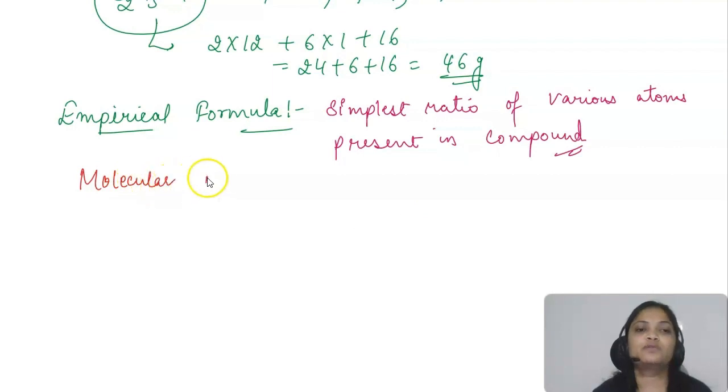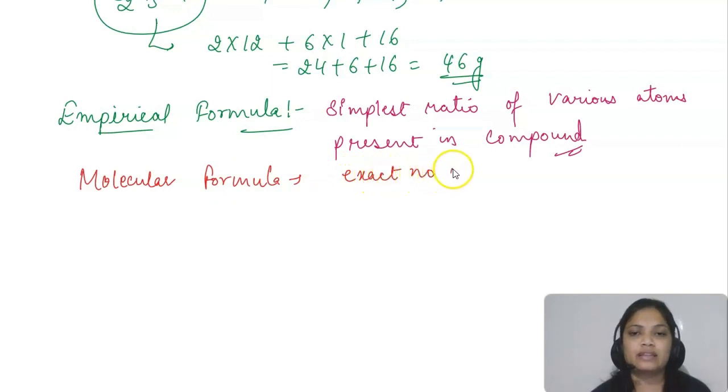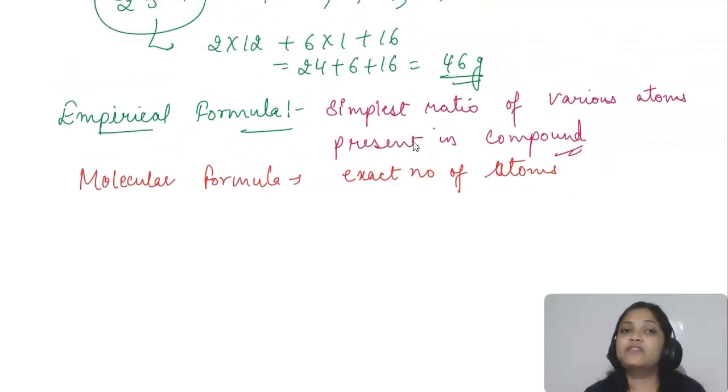So we all know, students, that the molecular formula tells us the exact number and type of atoms of each type present in your compound. Now the thing is, if we are given the percentage composition, how are we going to find out the empirical formula? Let me tell you that.